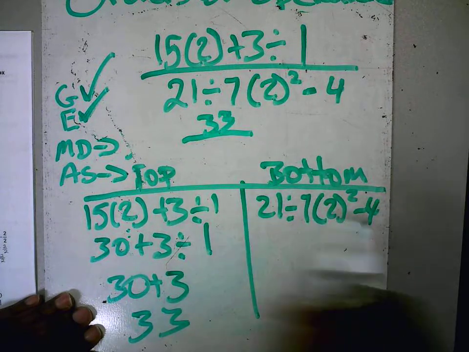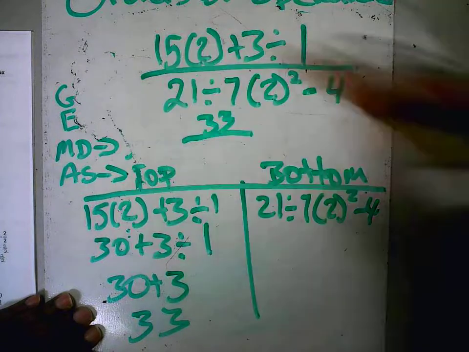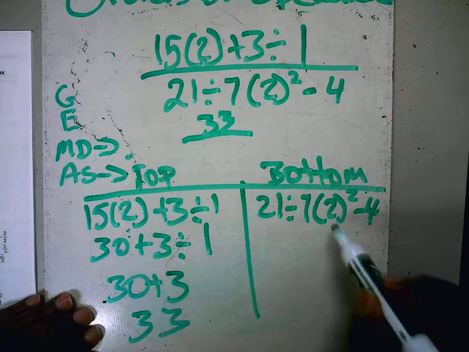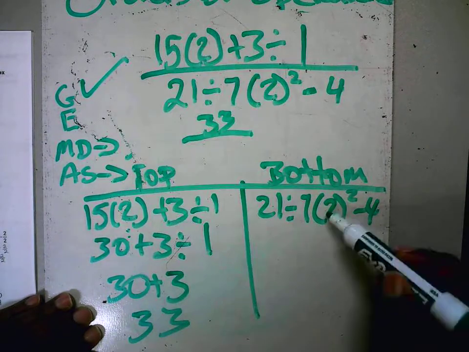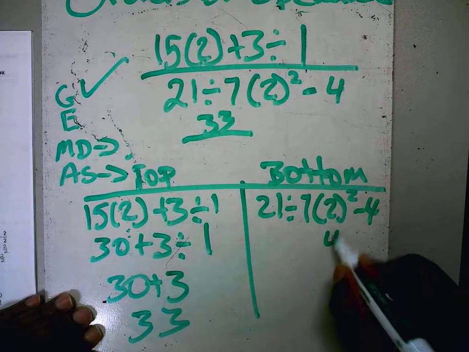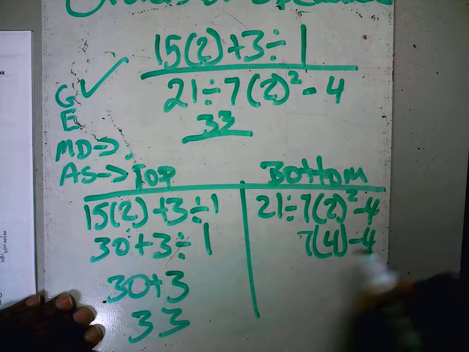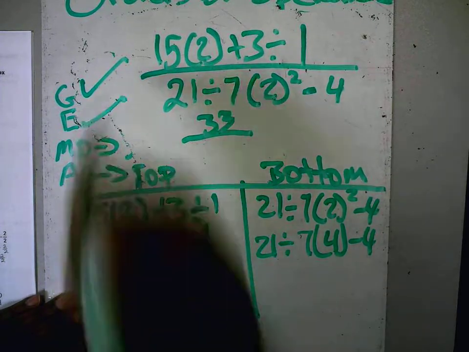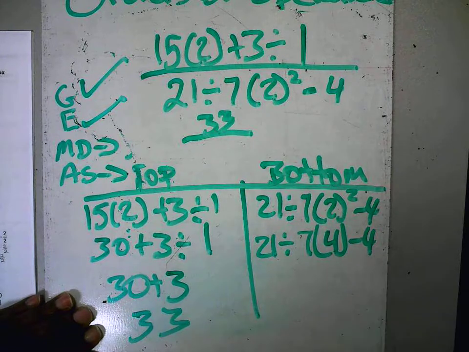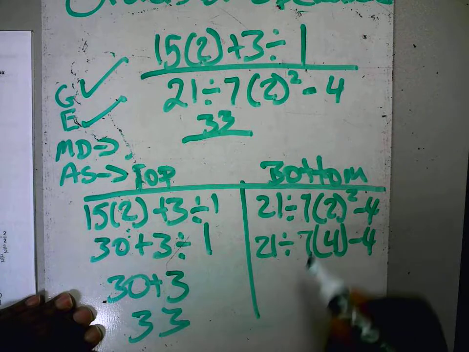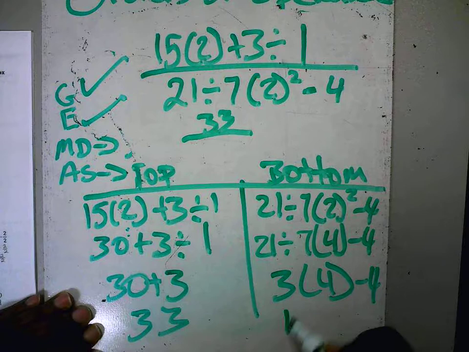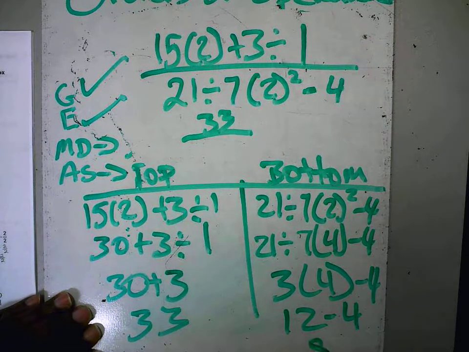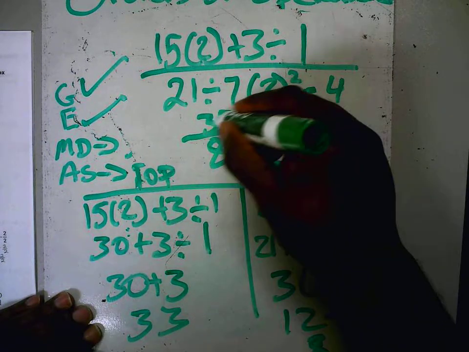Now I do my bottom and I start all over with my checklist. Okay, groupings. Yes, we have groupings, but there's nothing to simplify inside of that grouping. 2 is 2. Exponent, yes, 2 to the second power is 4. 7 minus 4, 21 divided by 7. Multiplication and division first. Well, I see division, so I'm going to do division first. That's going to be 21 divided by 7, which is 3 times 4 minus 4. 3 times 4 is 12, minus 4 is 8. And my answer is 33 divided by 8.